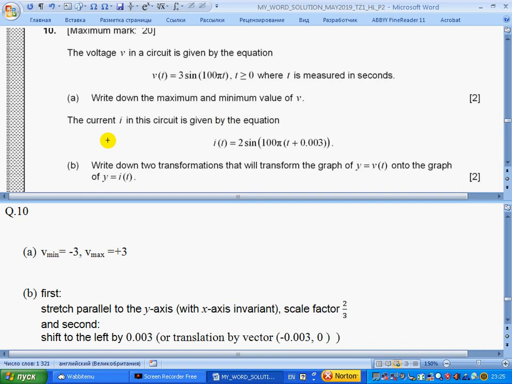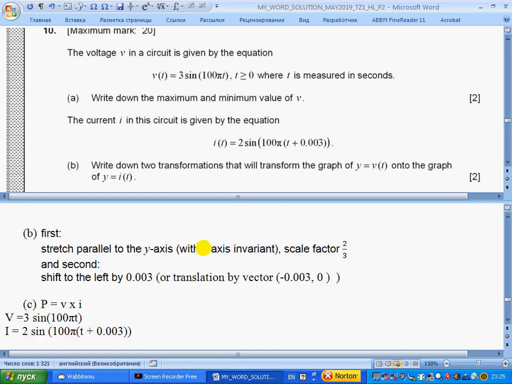The current I in this circuit is given by the equation I equals 2 sine and so on. Write down two transformations that will transform V over I. Let's compare. First of all, we see that it is multiplied by a factor 2/3, so stretch parallel to the y-axis, and also because we add to x some value, we should shift to the left by the same value. So the answer is the following.